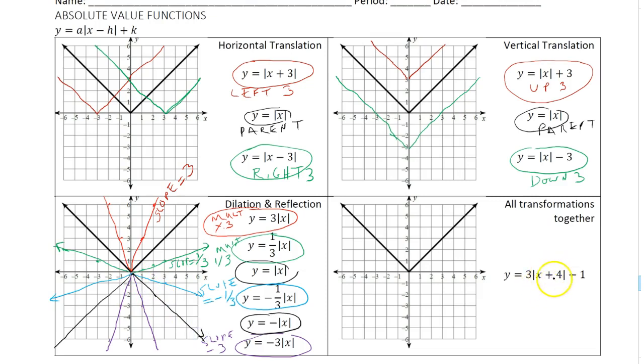We can put all these rules together in this last example. To find the vertex, find the opposite of the number inside the absolute value and the same as the number outside. The vertex is negative 4, negative 1. Now to find the slope, use the number that is multiplying at the beginning. The slope is positive 3, so the V opens upwards with a slope of 3.